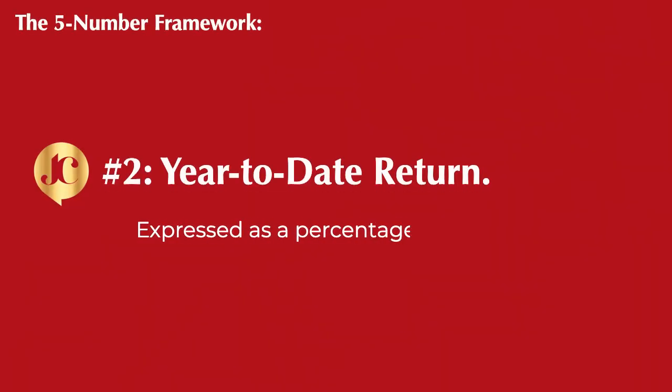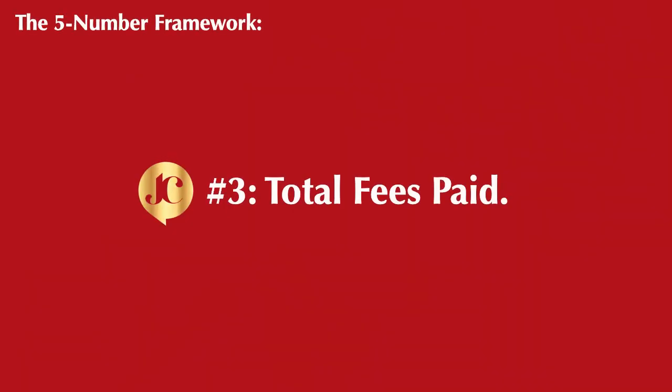But remember, this number alone tells you almost nothing. The second one you want to look for is year-to-date return, expressed as a percentage. That's how your investments performed this year. This is where the real story starts. The third number to look for is total fees paid. Look for things like advisory fees, fund expenses, or account service charges.